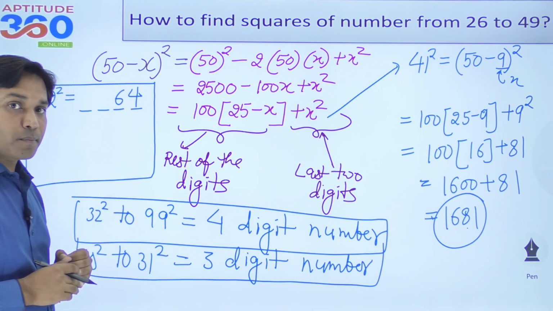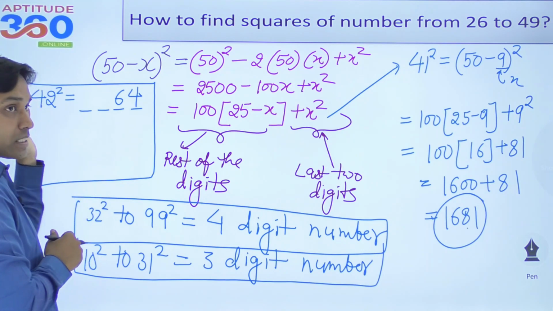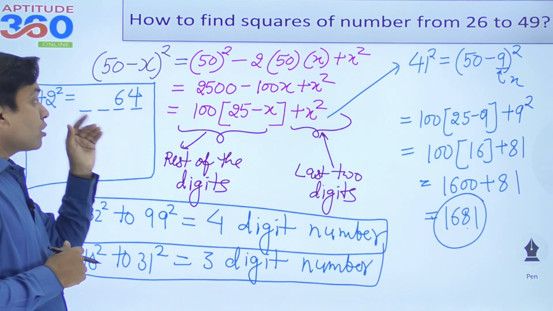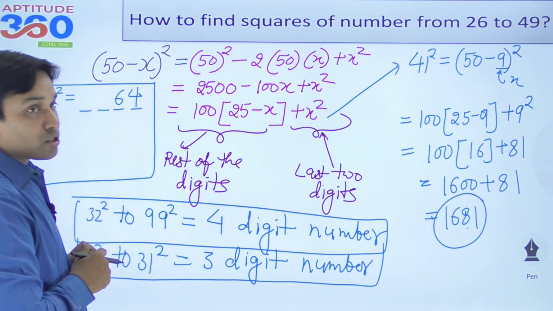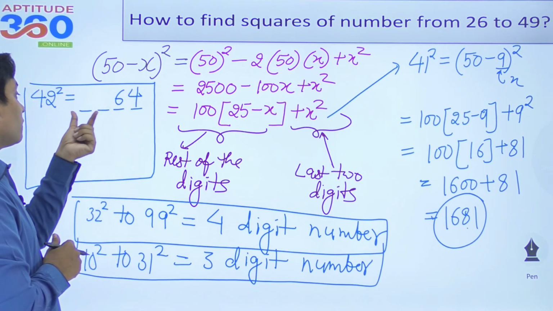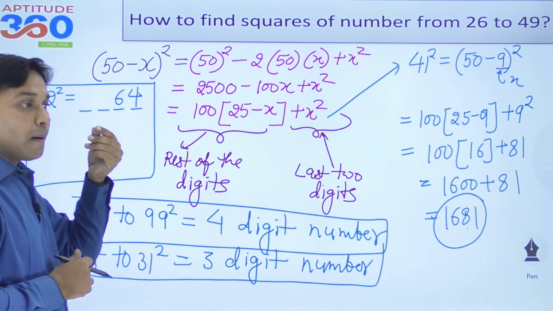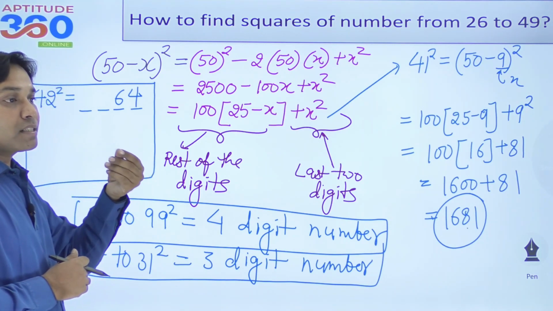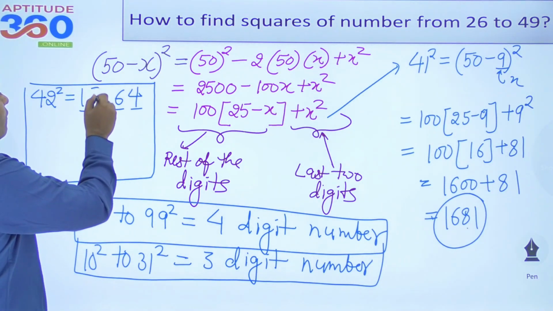I hope you're getting this. 42 is 8 less than 50. So 8 less than 50 is coming out as this number, 64. I need to find out the first 2 numbers. I will say 25 minus 8. 25 minus 8 will come out as 1764.